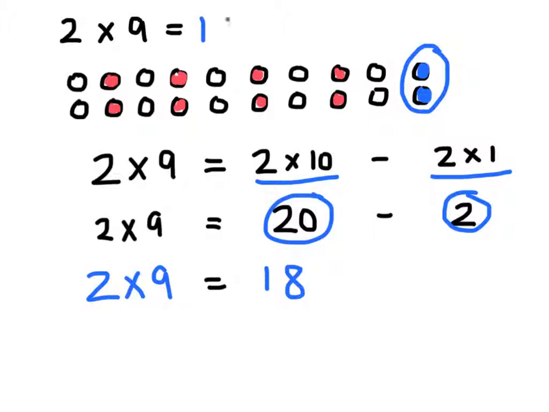So 2 times 9 is 18, and you can see it here as 2, 4, 6, 8, 10, 12, 14, 16, 18. 20, take away the 2 at the end, gives you 9 piles of 2, which would be 18.